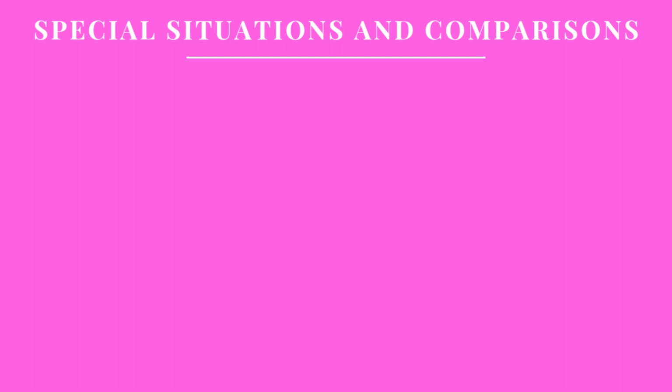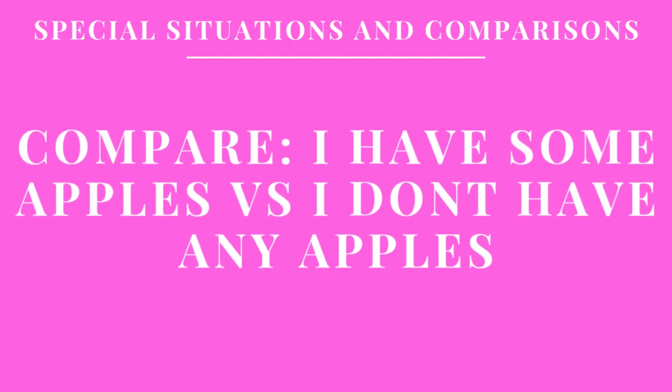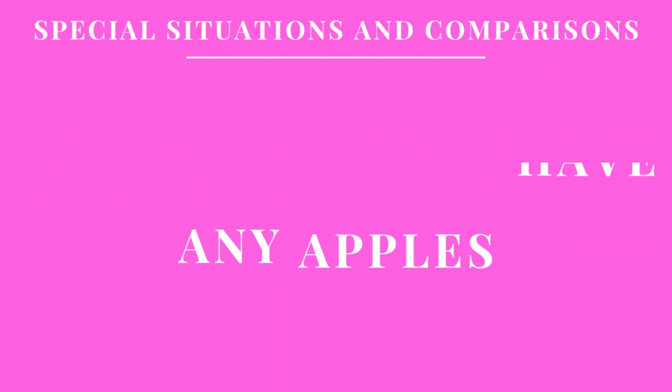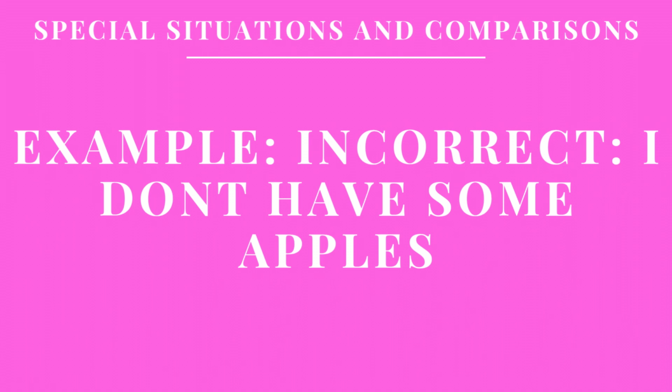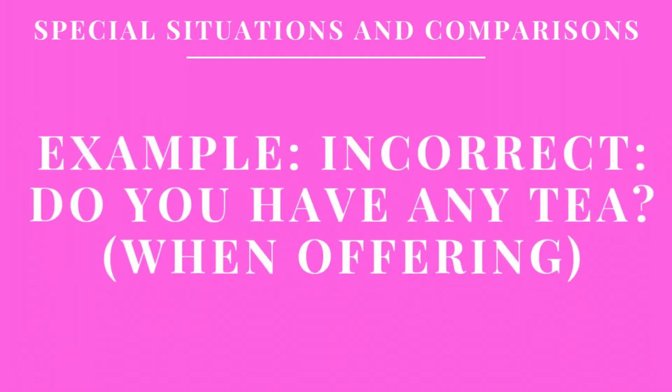Part 4. Special situations and comparisons. Compare, I have some apples versus I don't have any apples. Discuss common mistakes. Example, incorrect. I don't have some apples. Example, incorrect. Do you have any tea when offering?